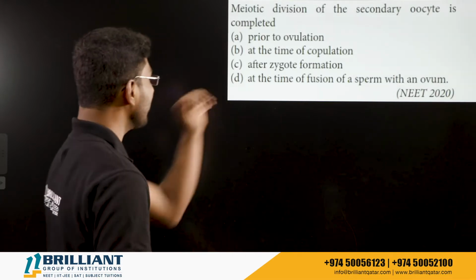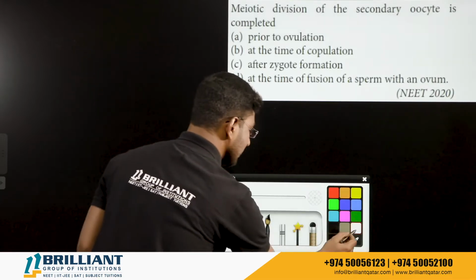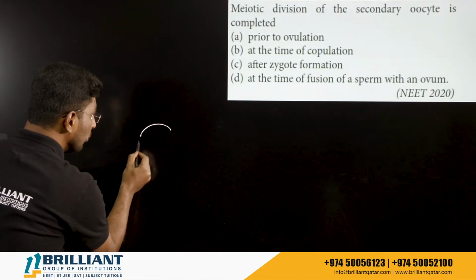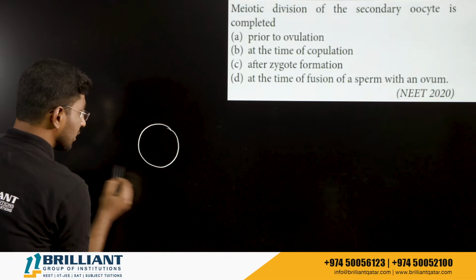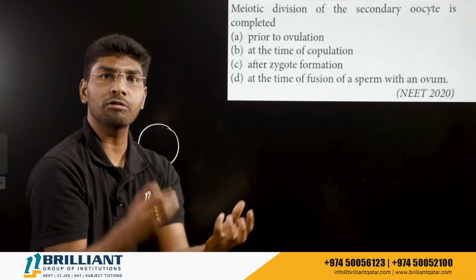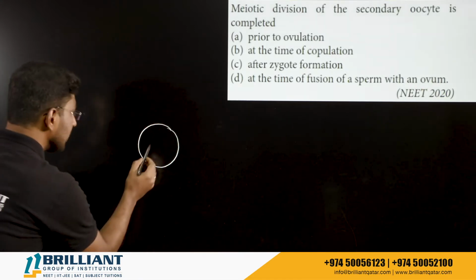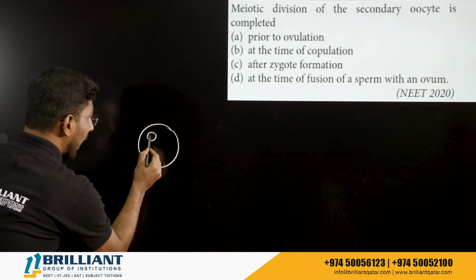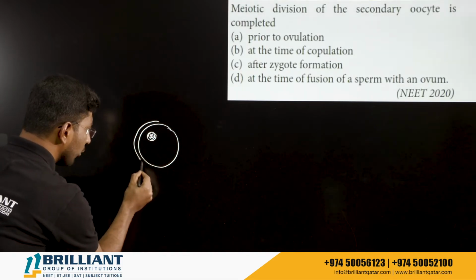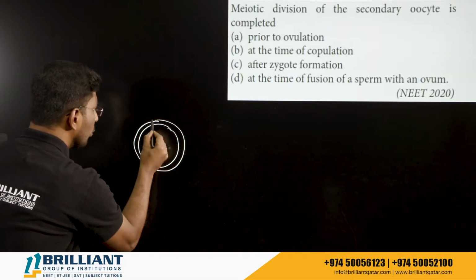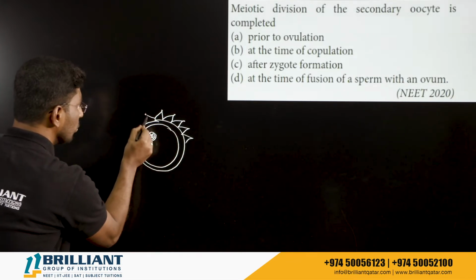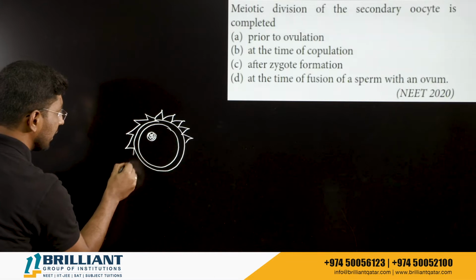Look here. What is a secondary oocyte? We have already discussed this. The matured Graafian follicle releases the secondary oocyte during ovulation. Yes or no? The release of the secondary oocyte from the matured Graafian follicle is called ovulation. So this is the secondary oocyte. The haploid nucleus is here. The zona pellucida membrane is also here. And corona radiata cells surround the secondary oocyte. This is the structure of the secondary oocyte.